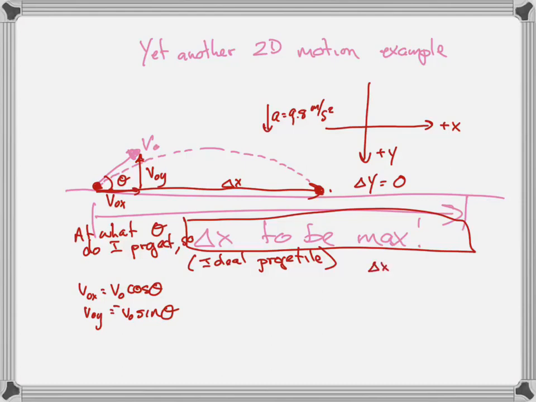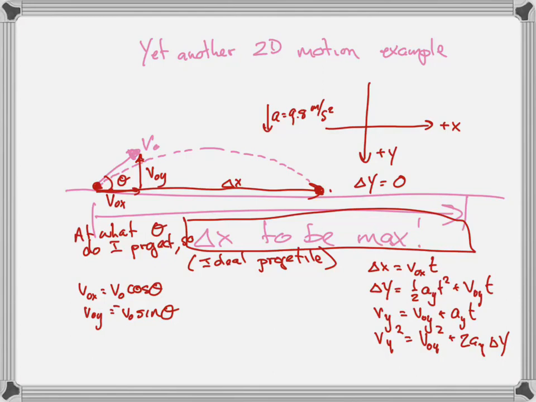We're going to go ahead and write down our equations. Getting a little old, right? Just do the same thing every time. Draw a picture. Choose your axes. Write down your equations. Identify what you know and what you don't know. Okay, so let's go ahead and just identify what we know and what we don't know. Delta x, we don't know. We want it to be a maximum. So that's all I can say.